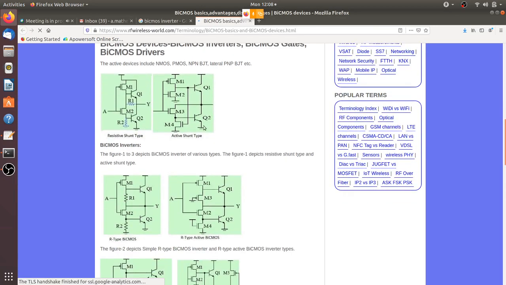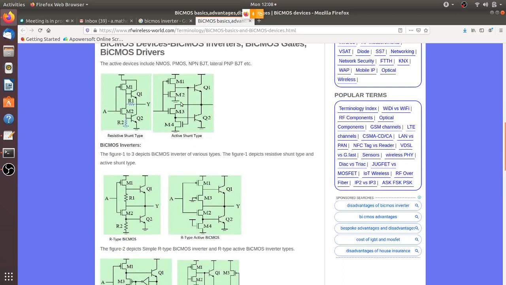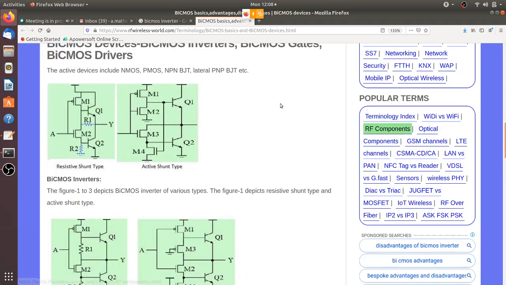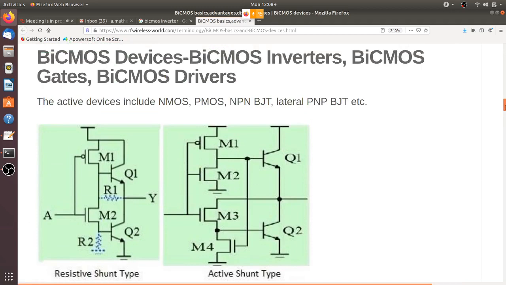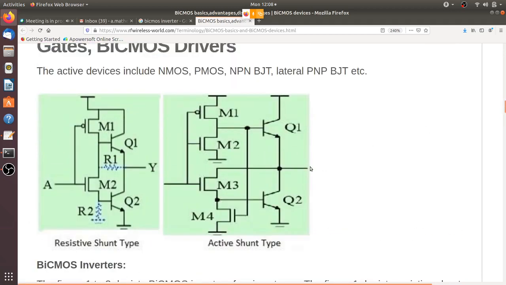Can you see this circuit? Is it visible? Let me try to make it big. Okay, so this right side circuit is what we are talking about. How many NMOS are here? 1, 2, 3. 3 NMOS, 1 PMOS, 2 BJTs.